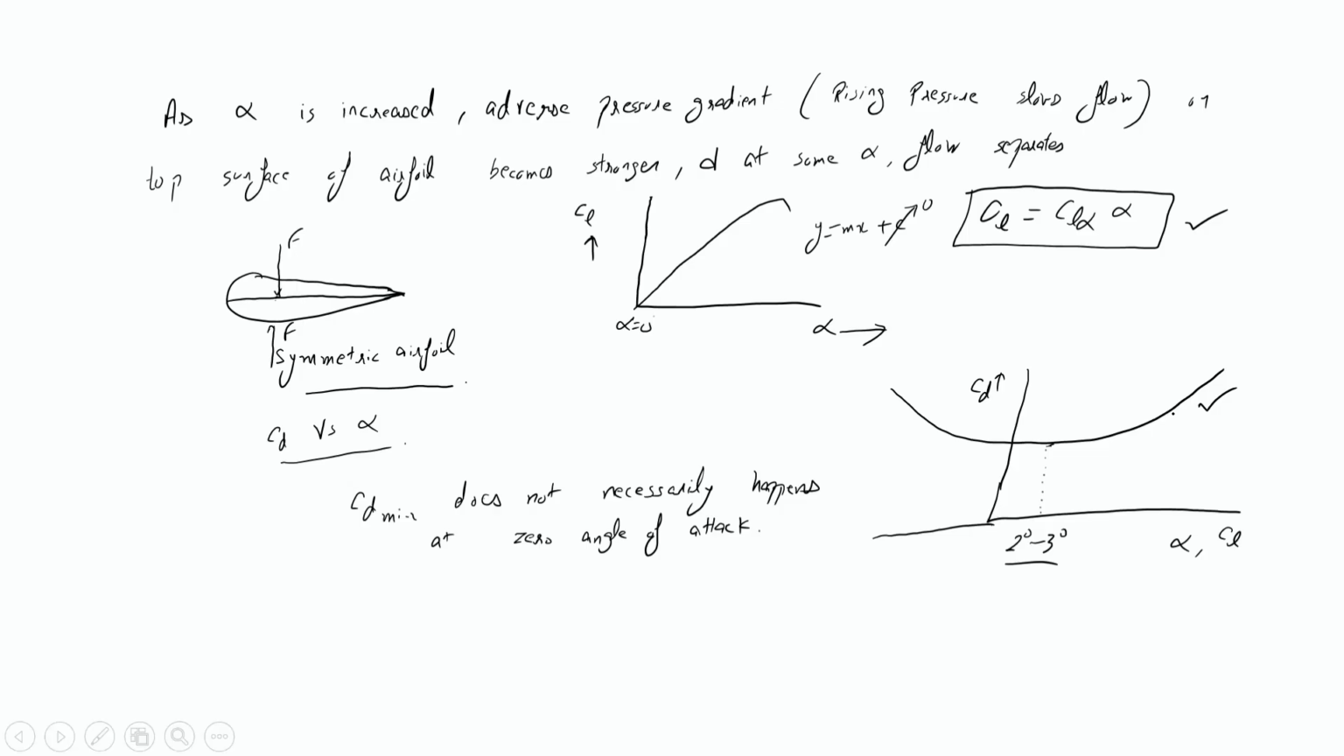Now that we are done with the CD versus alpha curve as well, let us focus on the next curve, that is CM versus alpha. Even before CM versus alpha, let us first focus on CM at C/4. So we are focusing again and again on the quarter chord point. Let me draw the figure here, the CM versus alpha curve. So here CM is at the quarter chord point.